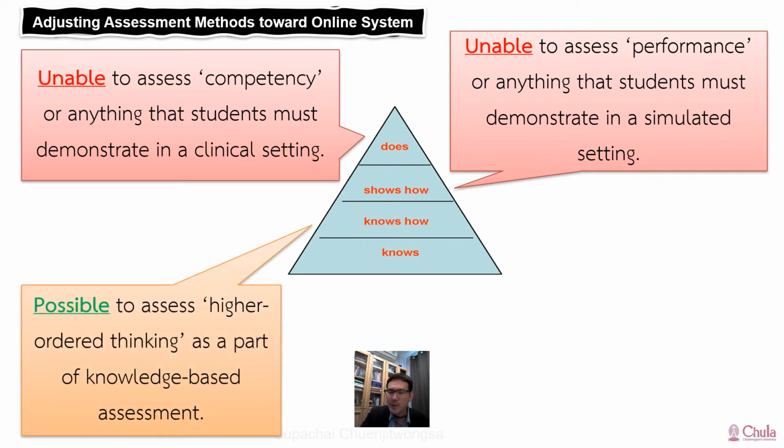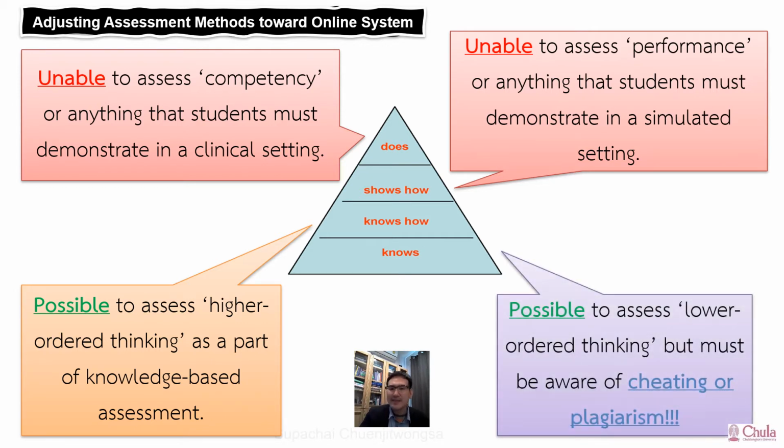But for knows how, it is okay. It is possible to use online assessment to assess students for higher order thinking skills. For knows, yes, it is okay to assess basic knowledge, but because it's online, you must be aware of cheating or plagiarism. So if you want to use online assessment, try to focus on the knows how level.